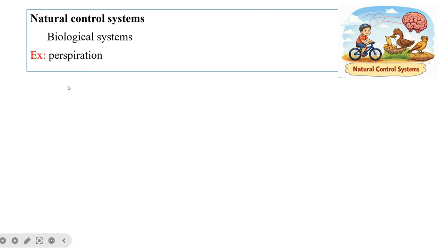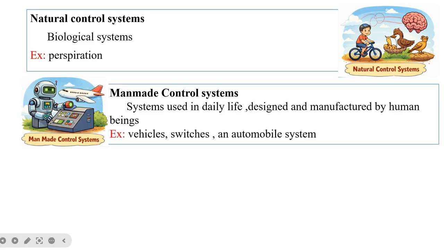Coming to the first one, natural control system. Here the biological systems, the systems inside the human being are of natural type. So for example, you can consider perspiration. That is the perspiration system which is inside the human being. And here this system will activate the secretion glands. It will secrete sweat and regulates the temperature of the human body. Okay. Next, second is the man-made control system.